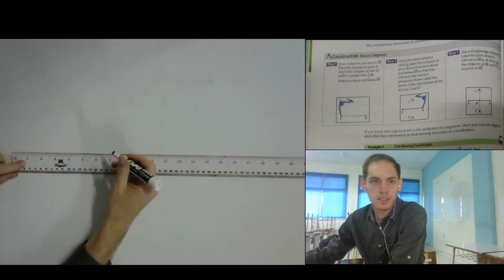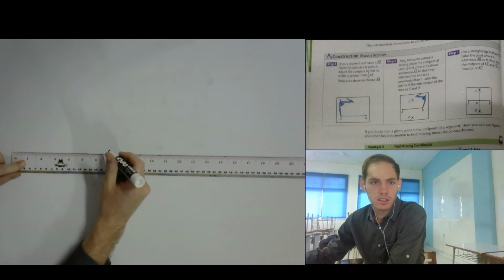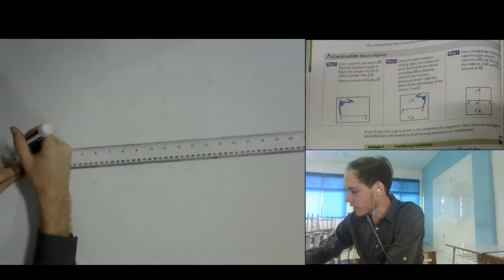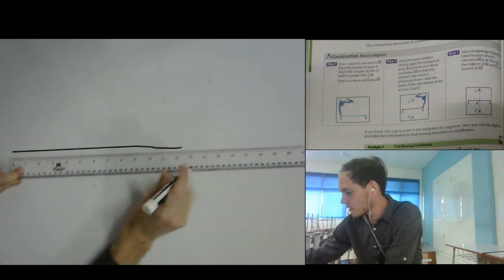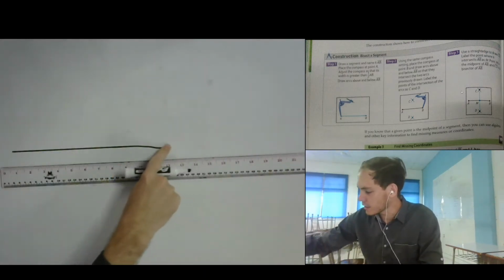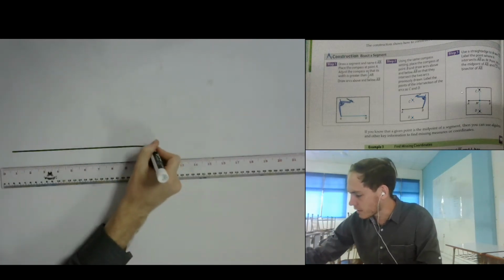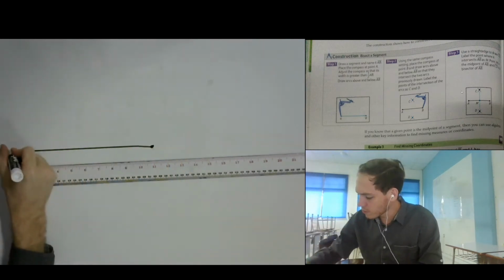Okay. Draw a segment AB, place the compass at A. It's greater than 1/2. Okay, let's just do this. That's not a line segment at the end there. Okay, let's just do that. That's all straight. Okay.